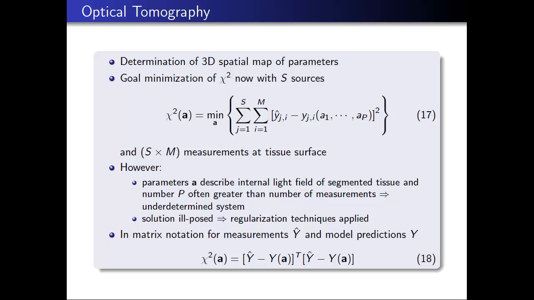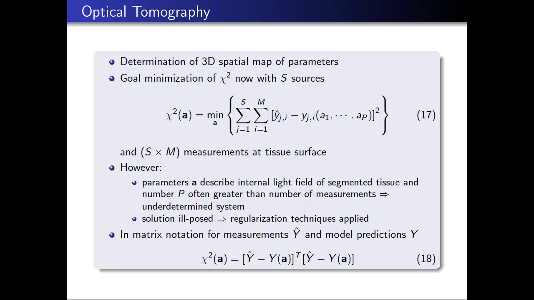However, you can imagine he segmented the tissue in way more segments than 256. So you've got P, the number of parameters that you're looking for, far greater than the number of measurements. And so you have an underdetermined system. This is an ill-posed system, and a lot of times regularization methods are applied. And in fact, Brian Pogue's lab does apply those regularization methods.